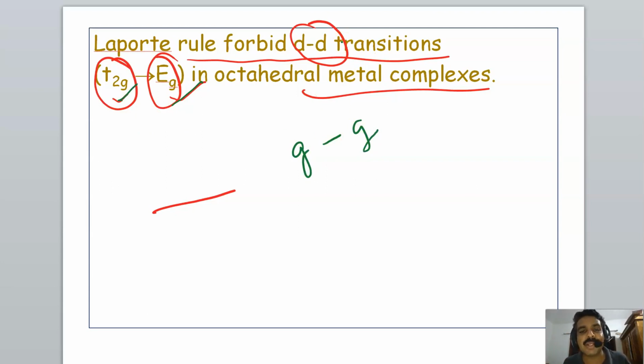But even though d-d transition takes place, as we know most of the octahedral metal complexes are colored, that is actually due to what we have studied in the last video, that it is due to the violation of the selection rule. It is actually due to vibrational coupling, the vibronic transition that we have studied in some of the last videos. And this is the end of this class.